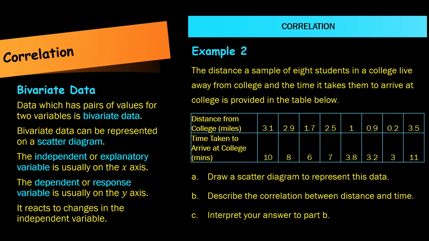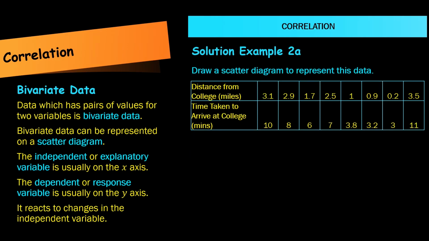Let's now have a go at an example. Pause the video and have a go. Press play when you're ready to view the solutions. So let's have a go at example 2a first. The distance a sample of 8 students in a college live away from college and the time it takes them to arrive at college is provided in the table shown on your screen. Draw a scatter diagram to represent this data.